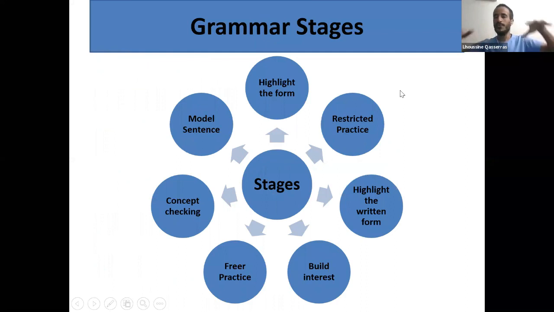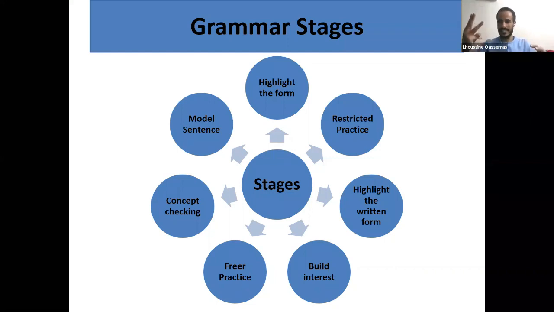Now, we are going to go deeper. We talk about the major stages. There are three major stages. What are they? Presentation, practice, and production. Now let's dive in, okay.